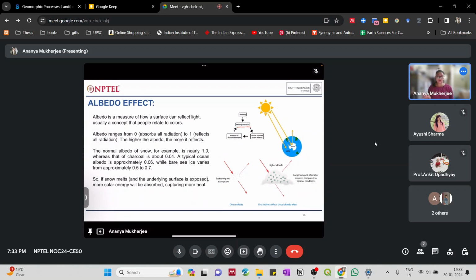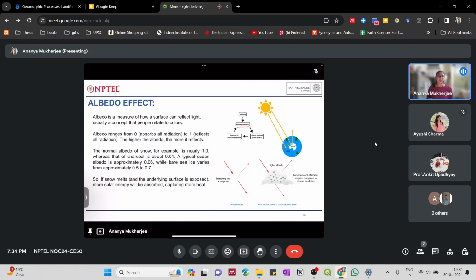Usually albedo is measured from 0 to 1, so it's like decimal points. Ma'am, please explain it once again.